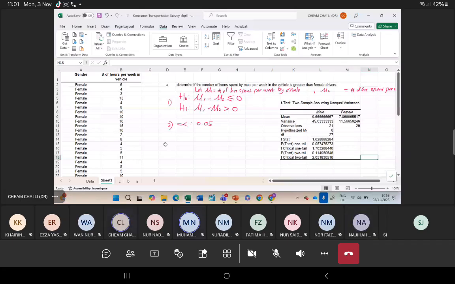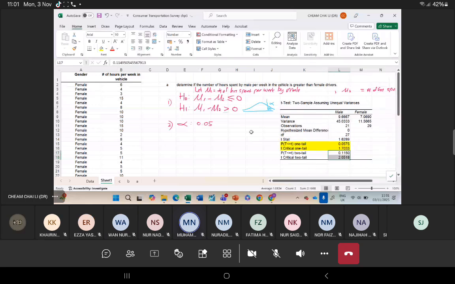Okay, madam. Okay. Now we go to the third step. Yeah, third step is you need to make a decision, right? So decision, you nak buat decision. So ada dua kaedah. Right? I'll show you the approach. Kaedah pertama, you have the critical value approach, right? So menggunakan critical value approach, you compare your critical value with test statistic, right?